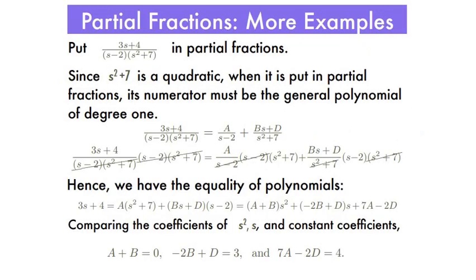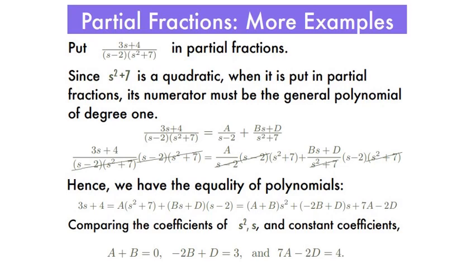Now let's consider another example based on partial fractions. That is 3s plus 4 by s minus 2 into s square plus 7. The degree of the numerator is 1, degree of the denominator is 3, so we can apply partial fraction. So a by s minus 2 plus, s square plus 7 cannot be further factorized. It is a quadratic. Therefore, the numerator you take bs plus d here by s square plus 7. So the partial fractions a by s minus 2 plus bs plus d by s square plus 7.